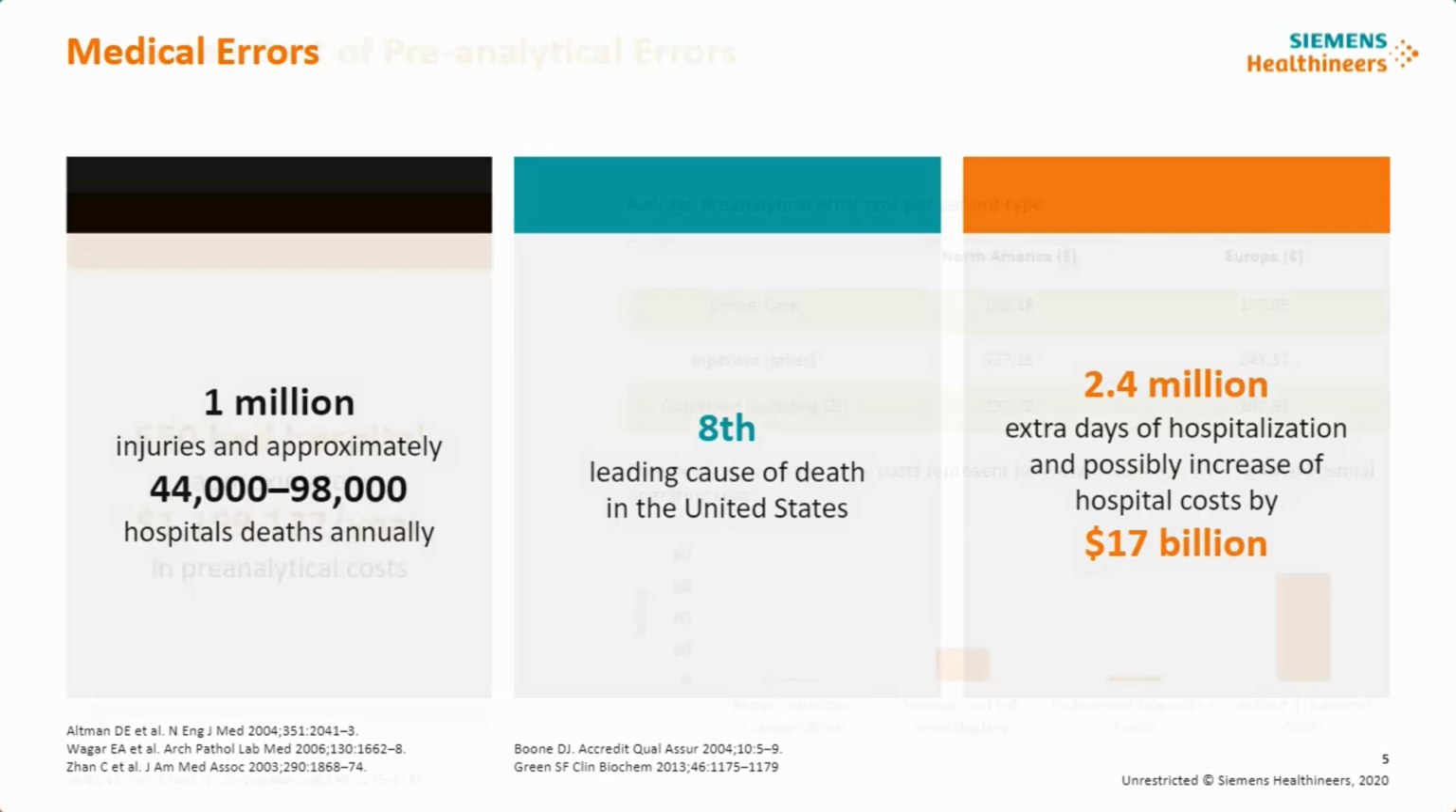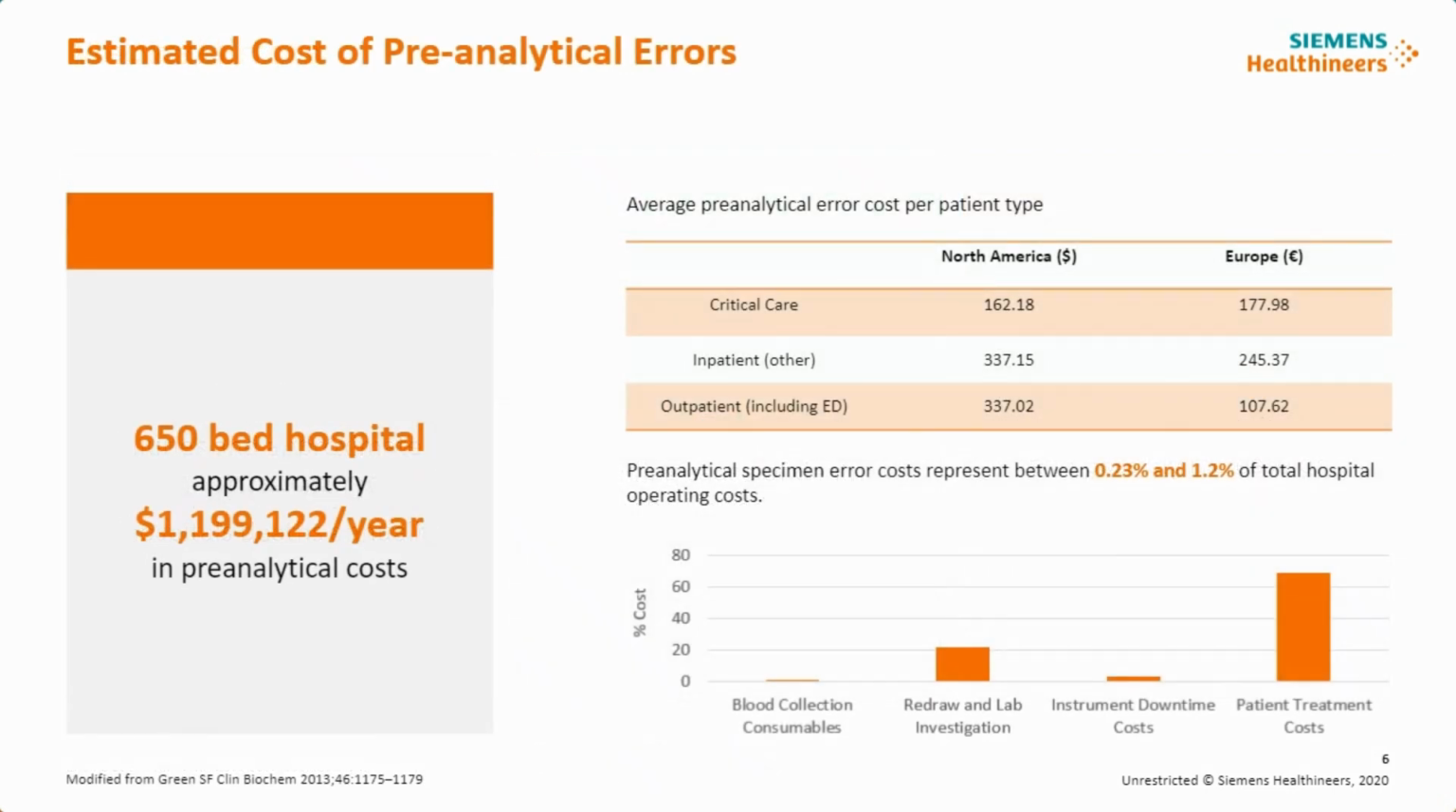But what portion of that is really contributed to the pre-analytical phase? In a study that was conducted in 2013, it was a 650-bed hospital, and it showed that approximately $1.2 million per year in extra costs were attributed to pre-analytical variables. In addition, they drilled down and calculated the average pre-analytical error cost per patient type, comparing both North America and Europe.